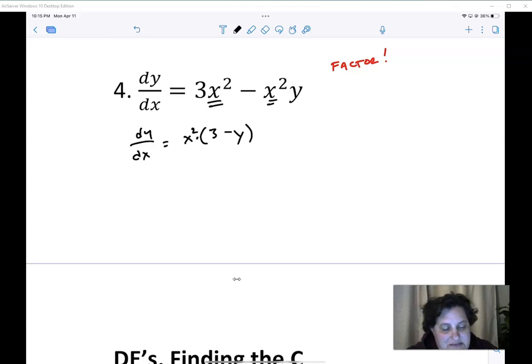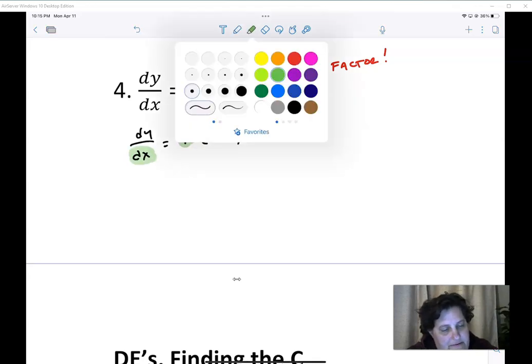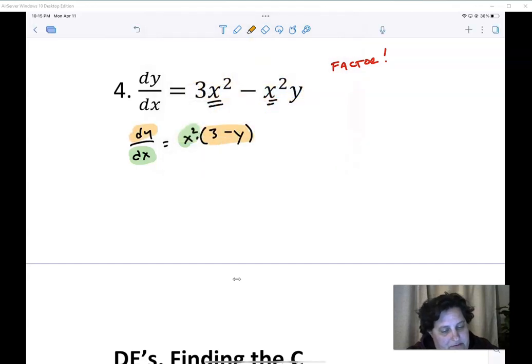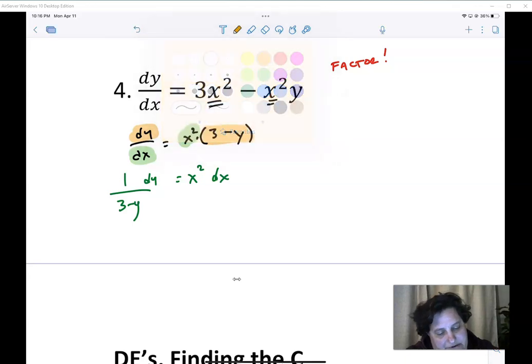And now that that's multiply, I can separate the variables, okay? And so my dx can come up here with my x squared, and my 3 minus y can come over here with my dy. All right, so this is what this is going to look like. Well, this side's pretty easy. That'll be x squared dx. This side will be dy over 3 minus y. Or, if that looks weird, for sure you can write 1 over. All right? Okay, check it out. Let's integrate this.